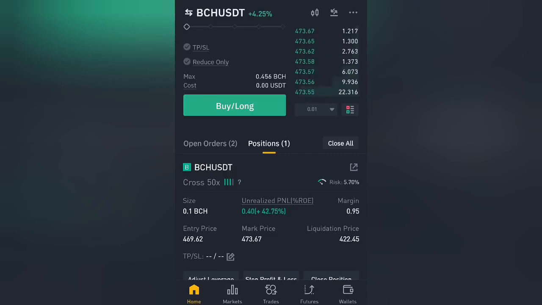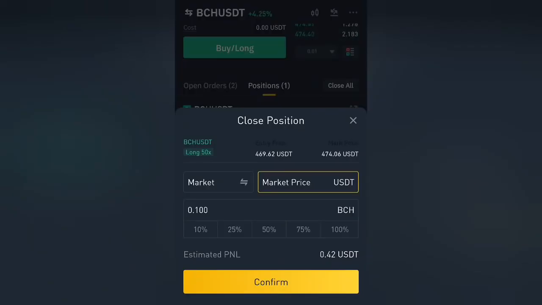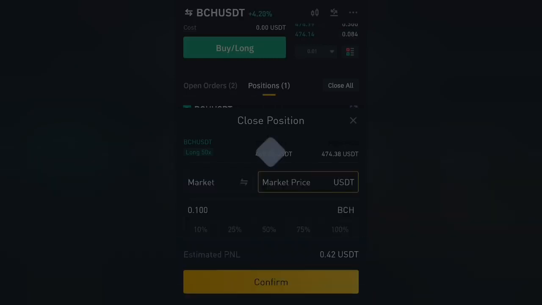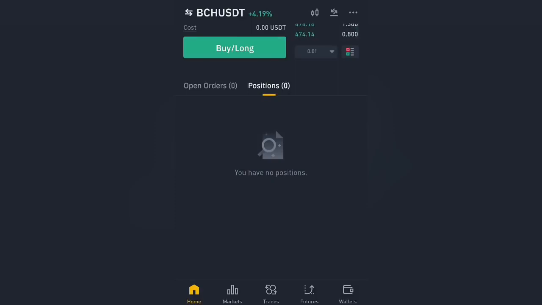Now let me close this trade. I'm going to show you something else. Now if you want to close this trade, you just click on close position. I'll just click on confirm. It will close on market price. Confirm sell. Now when I close my position, as you can see, all pending orders would be closed.